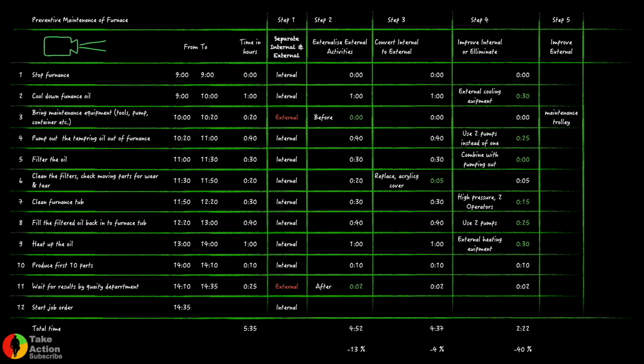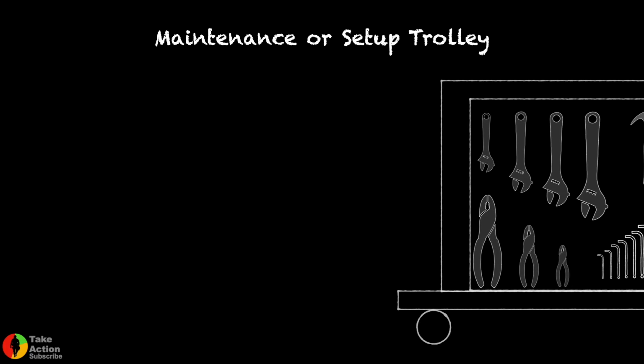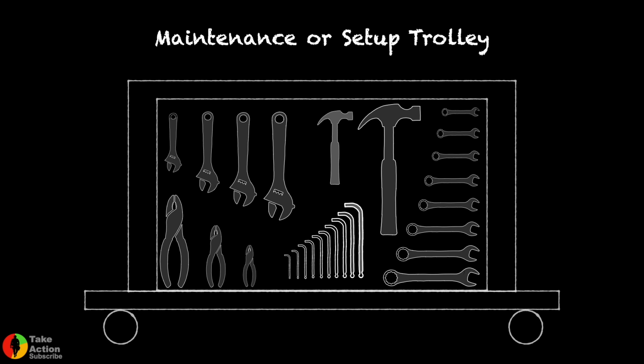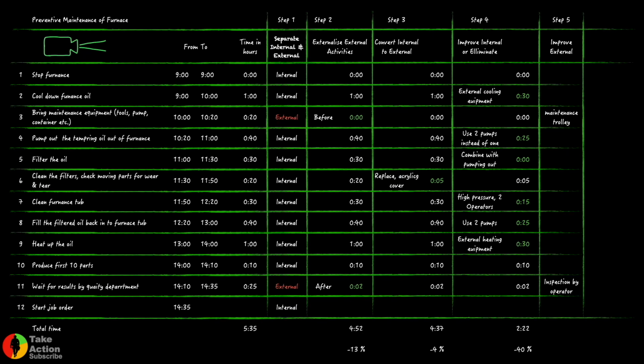We know step number 5 was to improve the external activities. We see example number 3, bringing the maintenance equipment, tool and pump, in which the maintenance person was collecting all the things. Even if he's doing it offline now, he's still spending 20 minutes collecting all the things from different corners. But if we had one maintenance trolley for this maintenance, he would not need to collect from different areas and different equipment. He would always have one trolley ready where everything is there, so he can save his time.